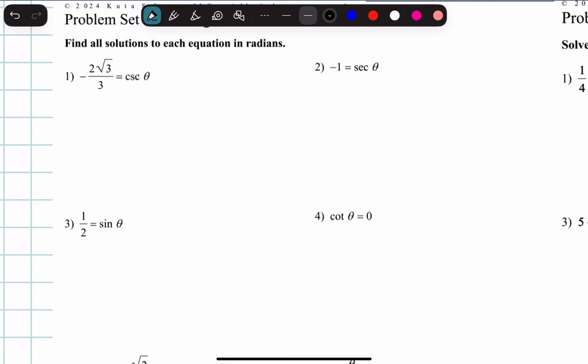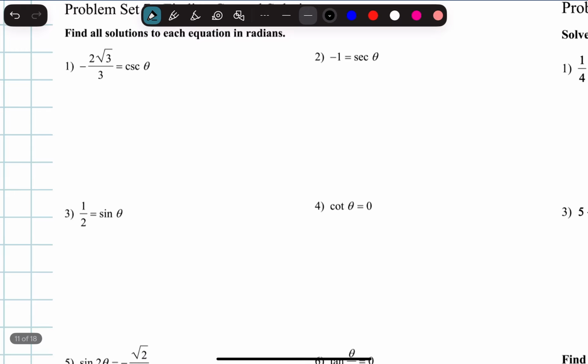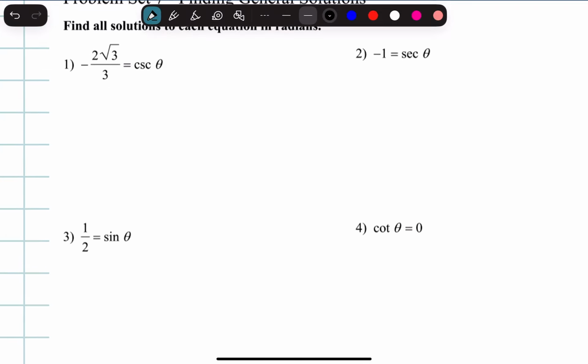In this video, we're going to be finding all the solutions to each equation in radians and finding general solutions to trigonometric equations or problems. So let's start with question 1. So we have negative 2 root 3 divided by 3 is equal to cosecant theta.